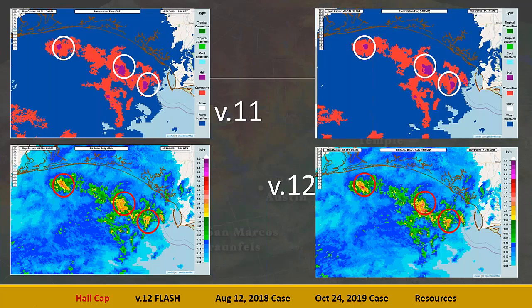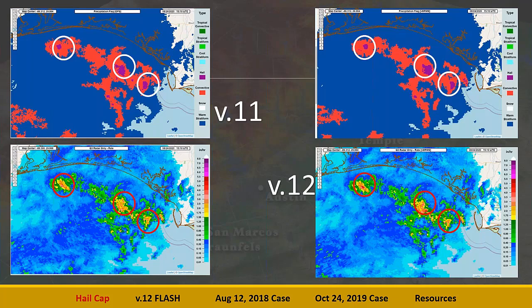This was a very, very outer band of Marco, I believe, that we captured on Monday. If you look at the top, those are the precipitation flags. And you can notice from version 11 on the left and version 12 on the right that those hail areas are about the same. There are a couple of pixels difference here and there, but in general, they're about the same.